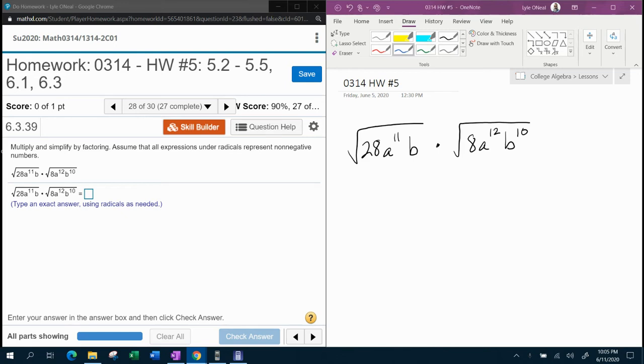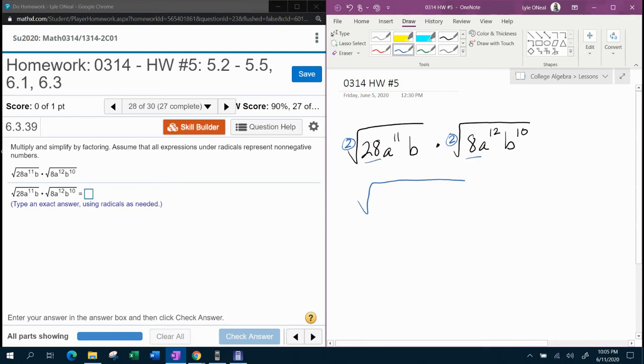Oh, and here's a good bit of trivia. What is the index of a square root? Well, if you don't see a number there, it's understood to be 2. And just so you know, in order to multiply radicals, they have to have the same index. So these radicals do have the same index, and that means I can go ahead and multiply across.